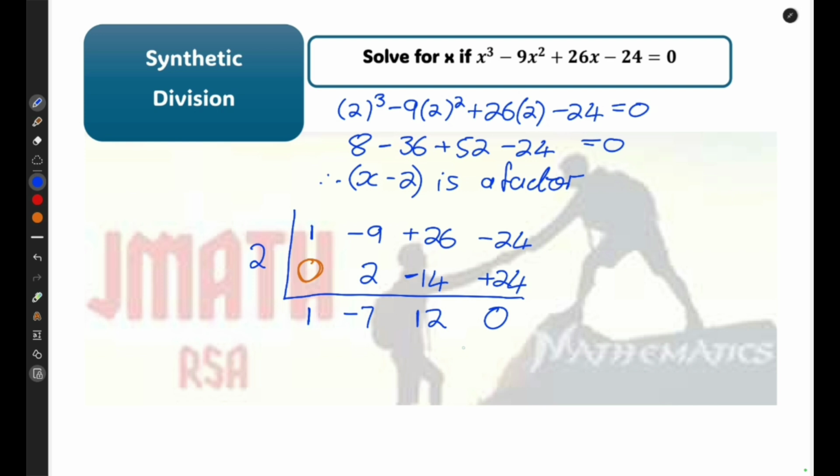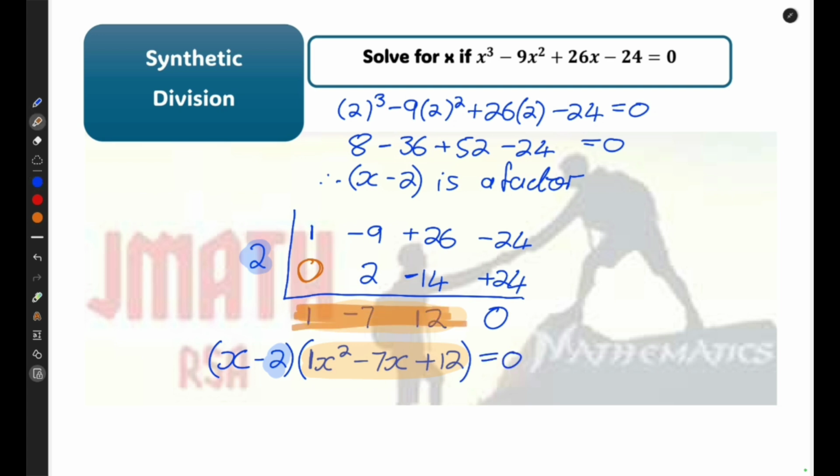Okay, now what on earth does all these numbers mean? So this means x minus 2 would be my first bracket, just like we saw there and there. Okay, and then the big bracket would be these coefficients that are below the little house. So 1x squared minus 7x plus 12 equals 0. So these three numbers there actually give me the numbers for the trinomial. Okay, and now I can just solve the trinomial, and that would be the answer to the question.